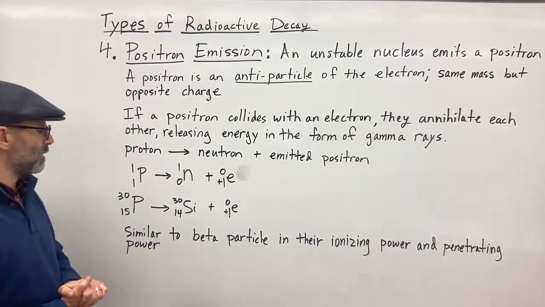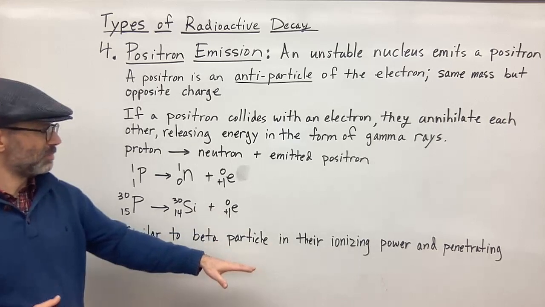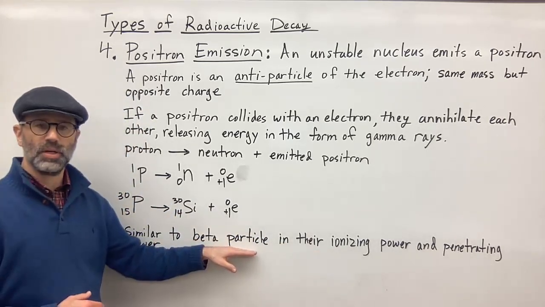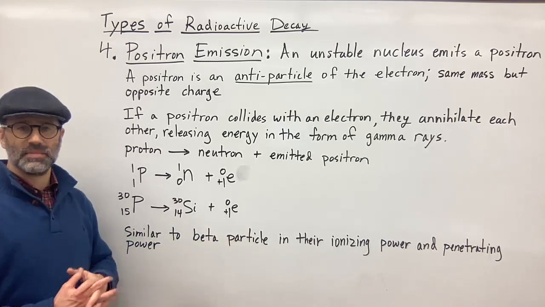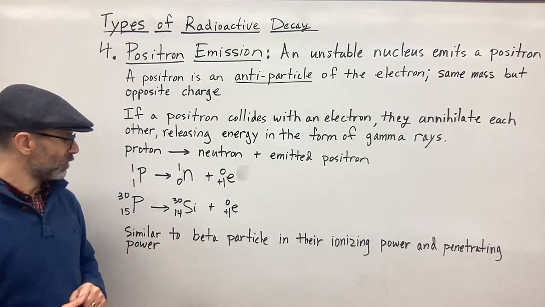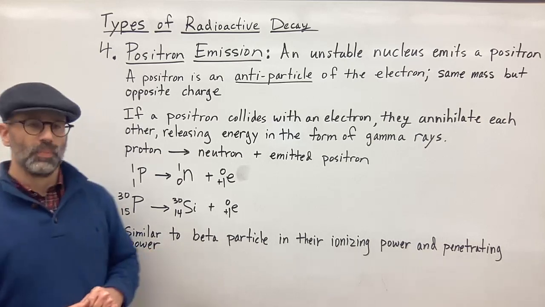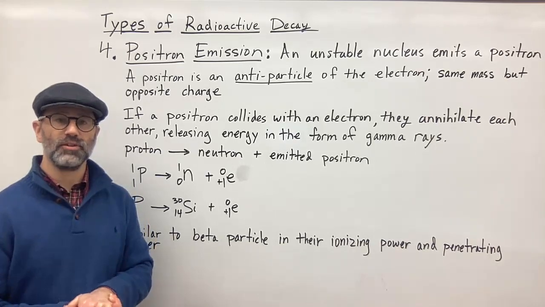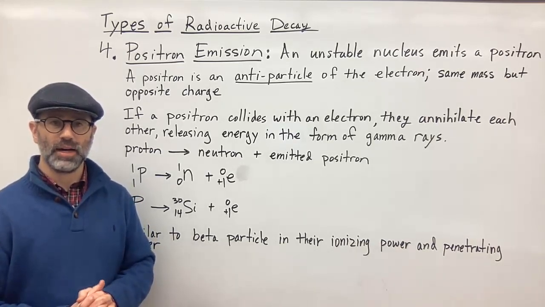As far as the penetrating power and ionizing power, they're very similar to the beta particle. So the ionizing power and penetrating power are similar to the electron. So that's positron emission. Next is going to be electron capture.